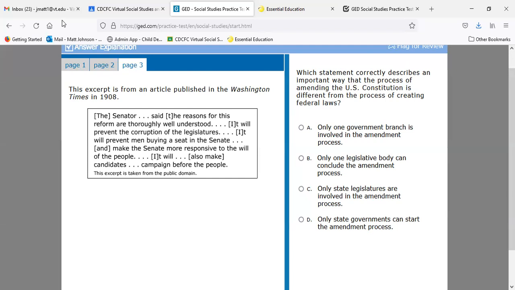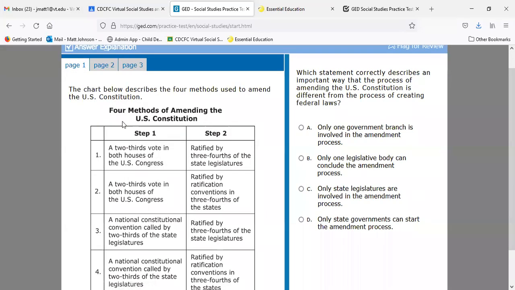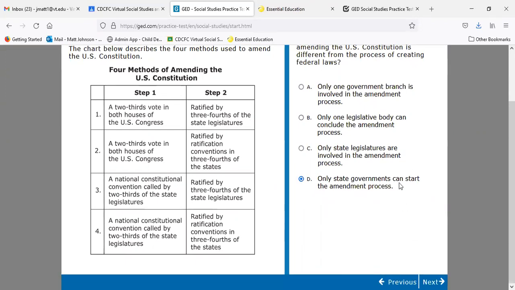Okay, we still got it. It is important, it's different from the process of creating federal law. Is it D, only state governments can start the amendment process? Did you say D as in dog? D. B as in boy. Only one legislative body can conclude the amendment process. We're going to select D. Oh, D, D as in dog, right? Yeah. Okay. Only state governments can start the amendment process. Let's see. So we're going to answer D.